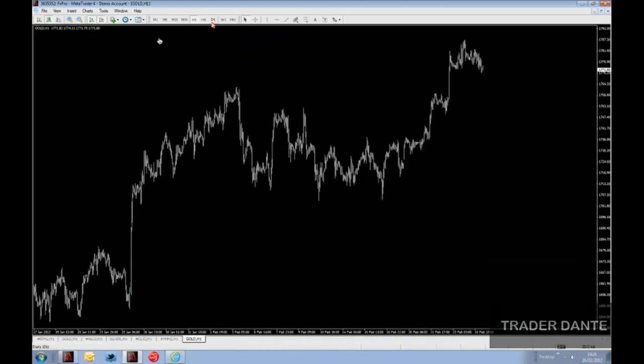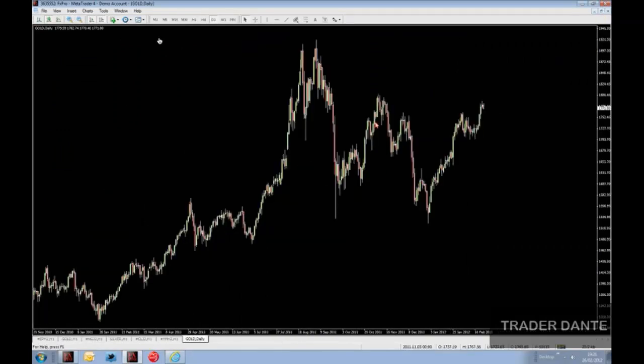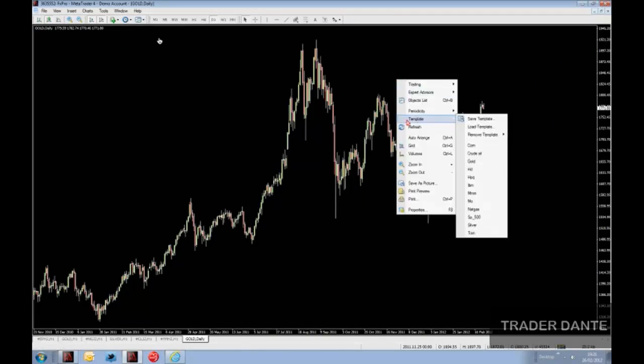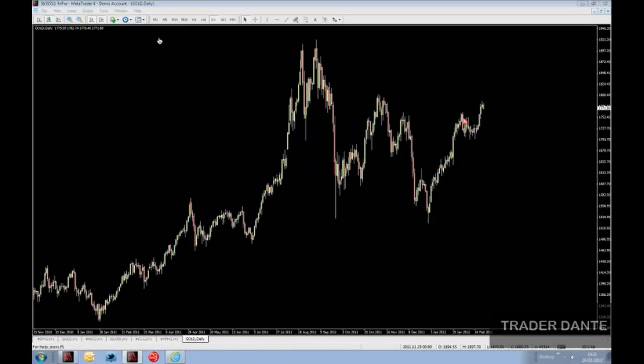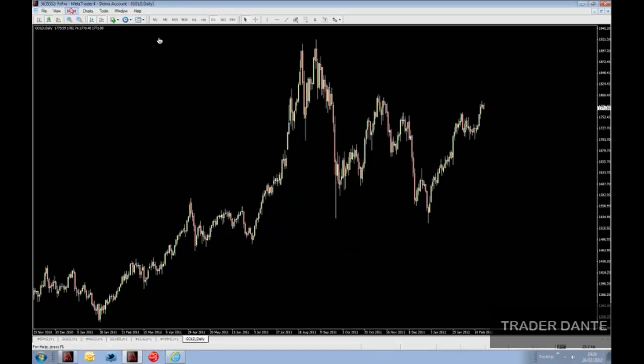Okay, just also, guys, a side note. I'm sure some of you do know this already, but when you've drawn all your levels in, right click, go to template, save template and save it. It's really key that you do that, because occasionally this MetaTrader just goes kaput, shuts down, and you lose everything. And there's nothing more frustrating than losing all your levels.